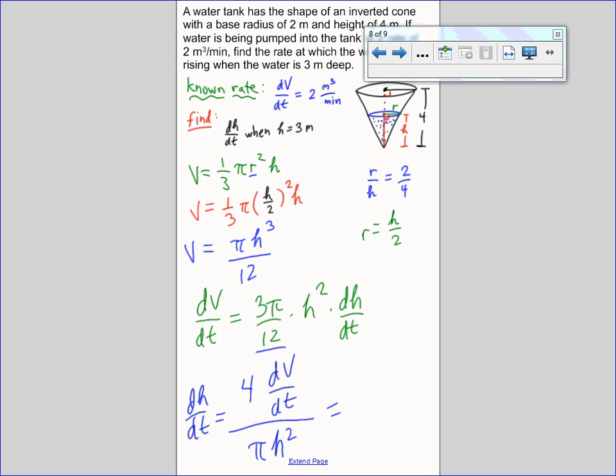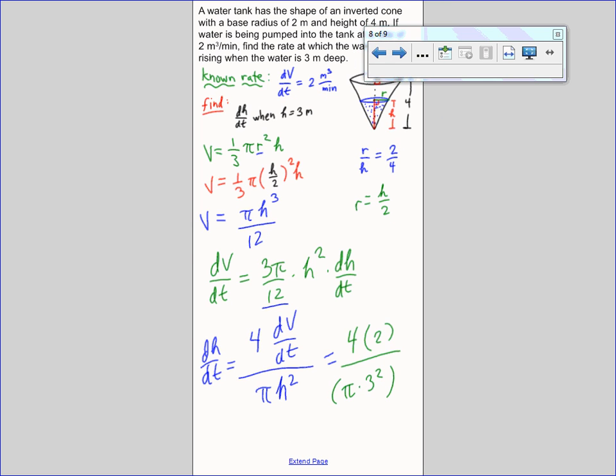Don't lose any changing quantity information. Here we go. 4 dV/dt, that's 2, over pi. H was, at the instant, 3, so pi H squared. And we're almost there, you guys. 4 times 2 is 8, and that's 9, 8 over 9 pi.